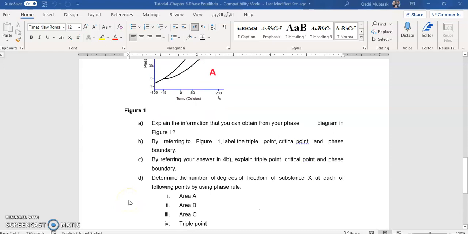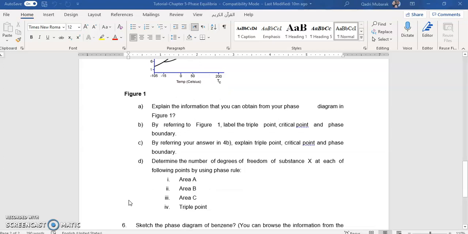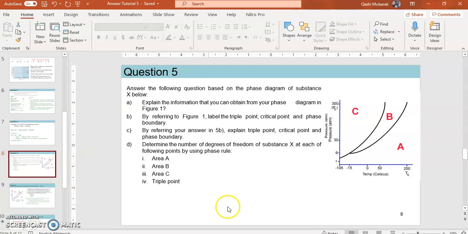And next is determine the number of degrees of freedom of substance S at each of the following points by using the phase rule. So we already have a formula for this phase rule, and by using the formula we can determine the number of degrees of freedom of this substance. So how to answer this question? Let's have a look.